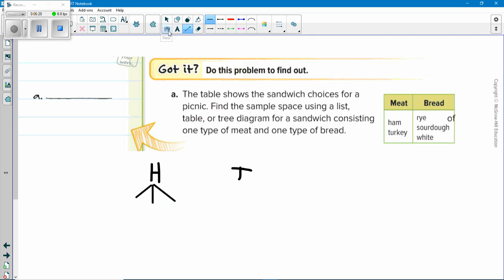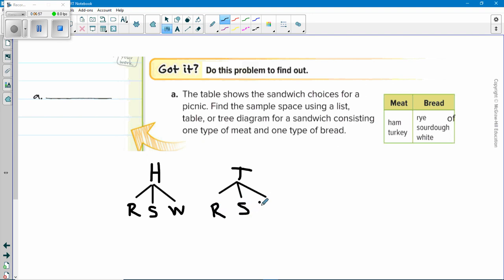And those are rye, sourdough, and white. And then the same goes for turkey. You can have turkey on rye, turkey on sourdough, turkey on white. Okay, not a very difficult tree diagram. There's 6 things. You just read down it. Ham on rye, ham on sourdough, ham on white. Turkey on rye, turkey on sourdough, turkey on white. Simply put, there it is.